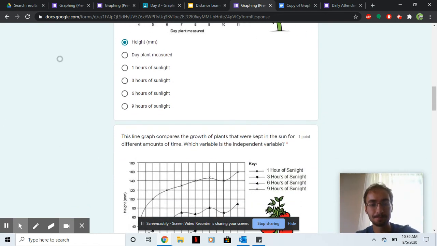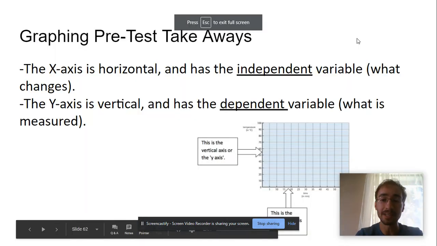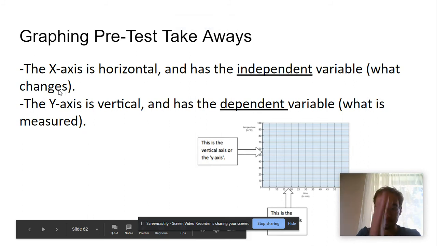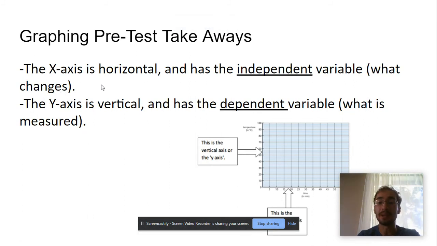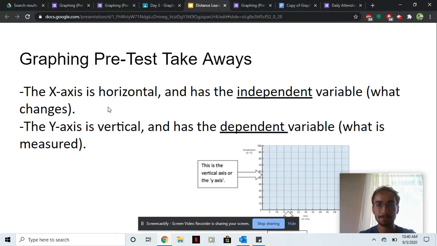So that's the answer. So what I want one of the takeaways to be from this quiz is the x-axis is horizontal, and it will have the independent variable, which is what is changing. The y-axis goes vertical, and it has the dependent variable. If you want to write that down, it is important. Take this time to pause the video now. Okay.